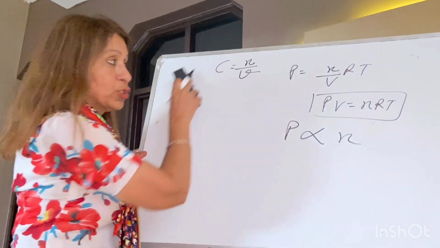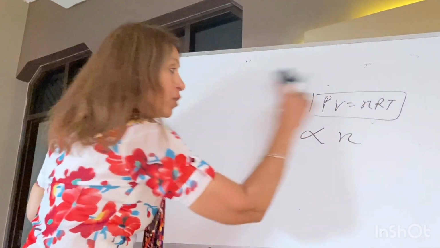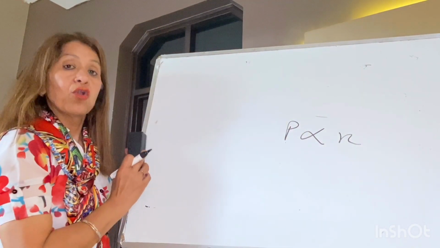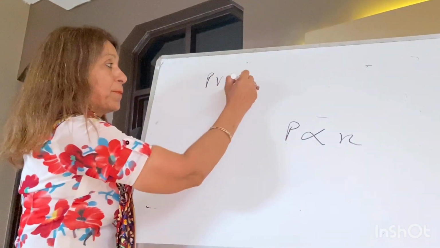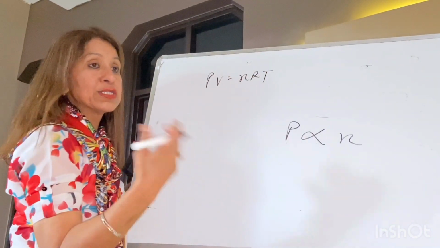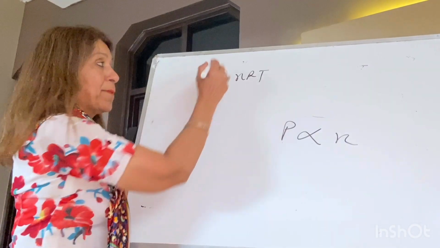Now write application. Every colligative property has one common application: it is used to determine the molecular mass of solute, capital M. Write down application.